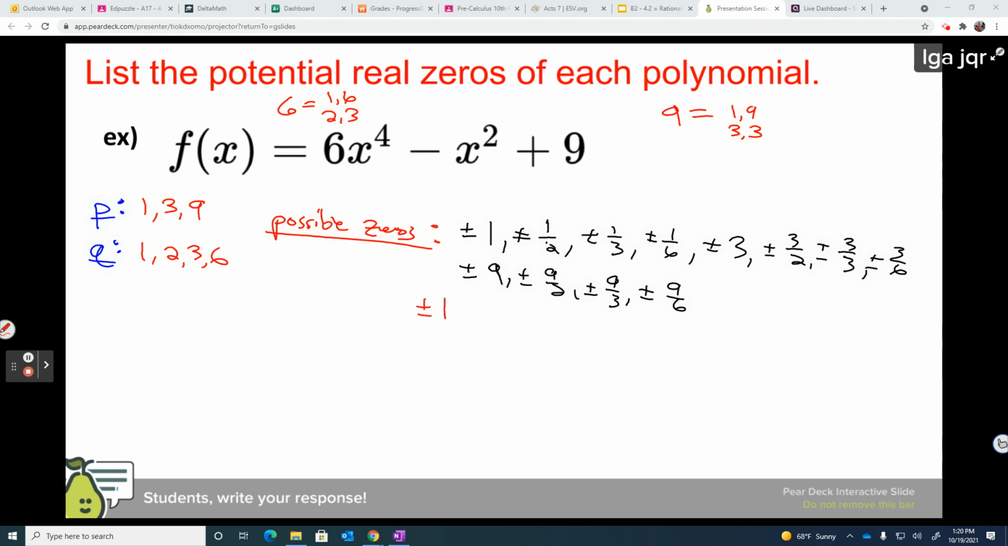We're going to keep plus or minus 1, plus or minus a half, plus or minus a third, plus or minus a sixth. Always keep all the first group. Plus or minus 3, plus or minus 3 halves. 3 over 3 is 1. 3 sixths is a half. We do need 9 halves. We don't need 9 thirds because that's 3. We don't need 9 sixths, that's 3 halves.